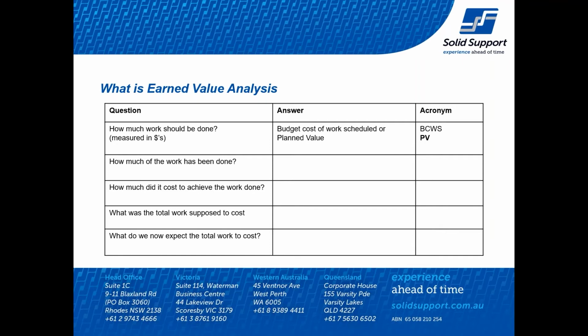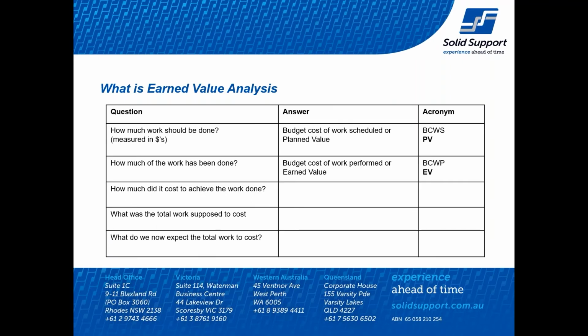The reason there are two acronyms here is that if we go back a while, everybody used to refer to it as BCWS, budget cost of work scheduled. In more recent times, it's now known as planned value. The same thing, just different terminology. If we look at how much work has been done, that's the budget cost of work performed, or the earned value, how much you've actually done of that.